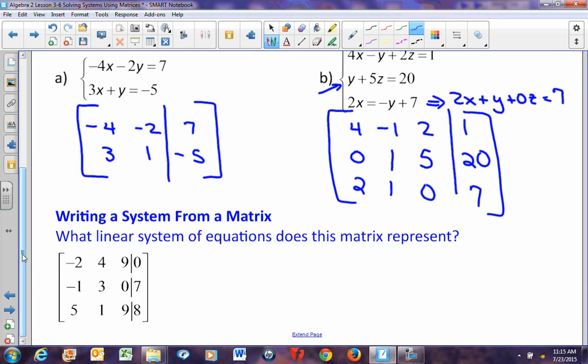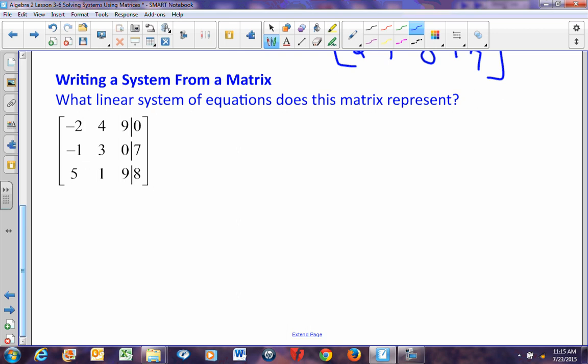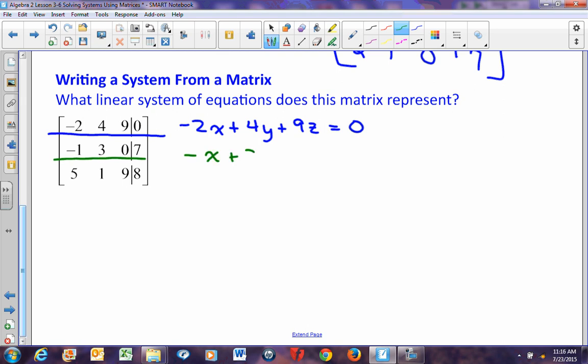You should be able to do the opposite. If you're given a matrix, can you write the equations for the new system that make up this matrix? So if we follow this row, we would have negative 2x plus 4y plus 9z equals 0. If we follow the middle row, that would be negative 1x plus 3y plus 0z, or you could just leave it out, equals 7.